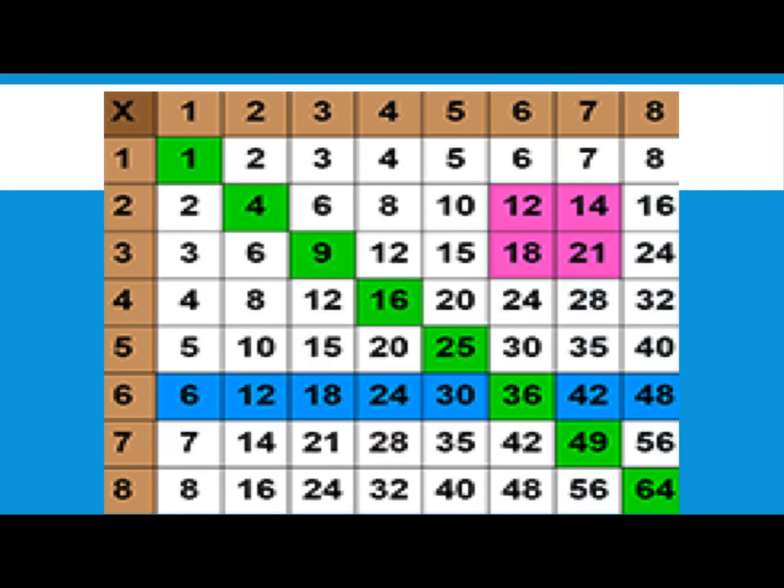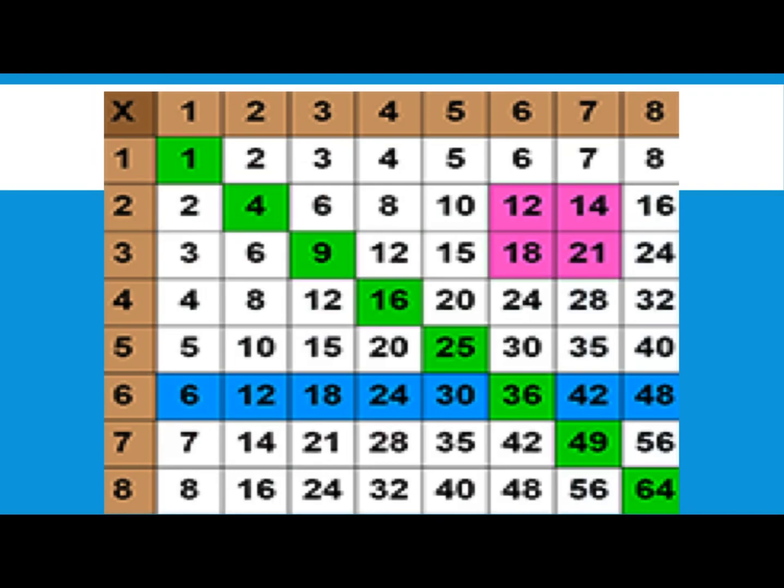Now look, this is the multiplication grid. In the first row, the first box has the multiplication sign, and then the numbers 1, 2, 3, 4, 5, 6, 7, 8. Next, the column also has 1, 2, 3, 4, 5, 6, 7, 8. So here 1 into 1 is equal to 1, then 2 into 2 is equal to 4, 3 into 2 is equal to 6. In this way you can do it automatically.